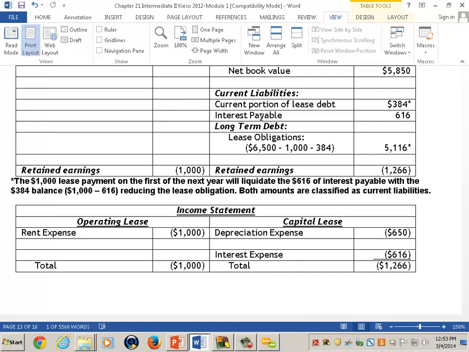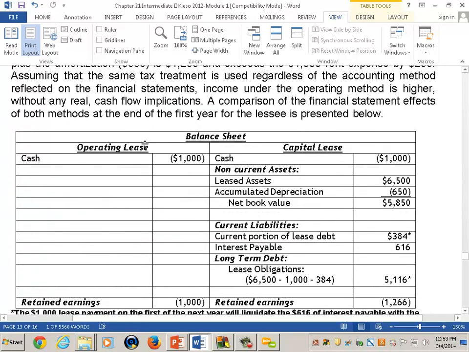Now on the balance sheet, if you look at the numbers, obviously, the only effect on the balance sheet for an operating lease is the cash outflow for $1,000. Capital lease gets a little tricky. First of all, there's a cash outflow of $1,000. Then the leased asset, of course, is depreciated. So that one I don't think is problematic. Anyone have any questions here? All right, so you've got your lease asset minus your depreciation. What becomes tricky is in here.